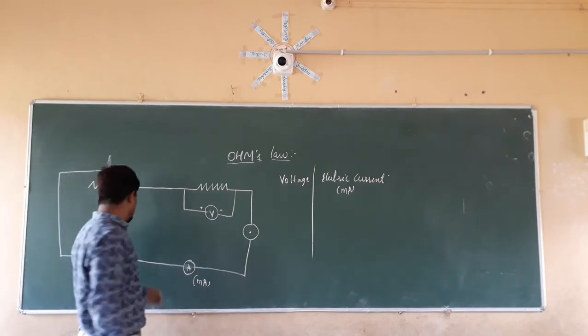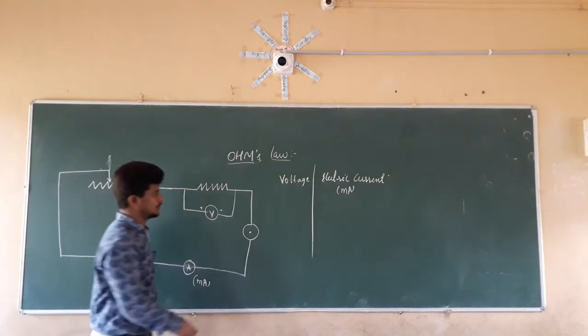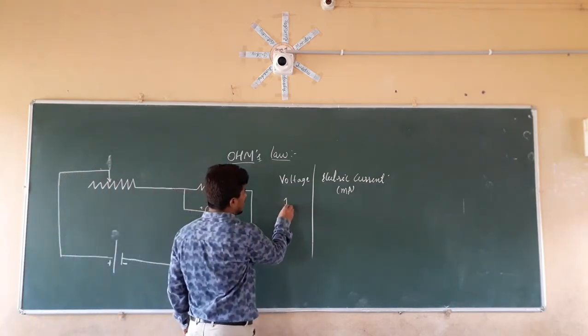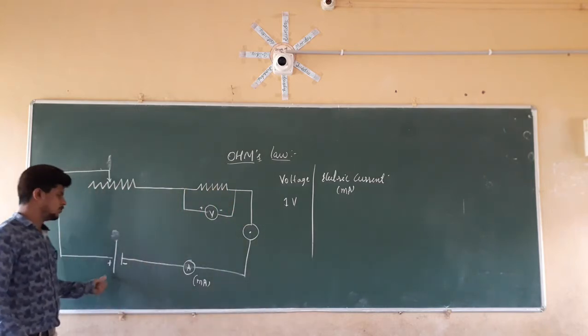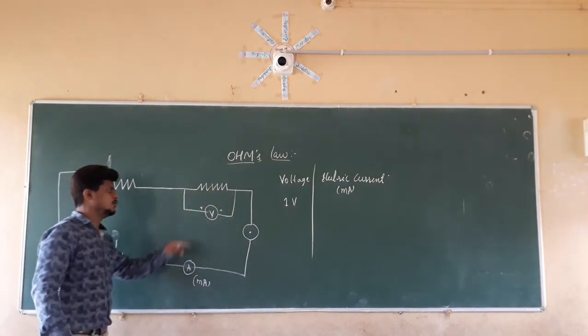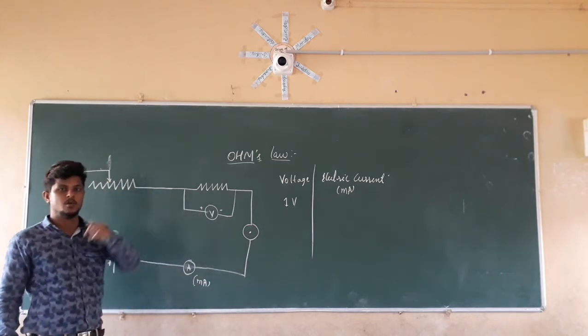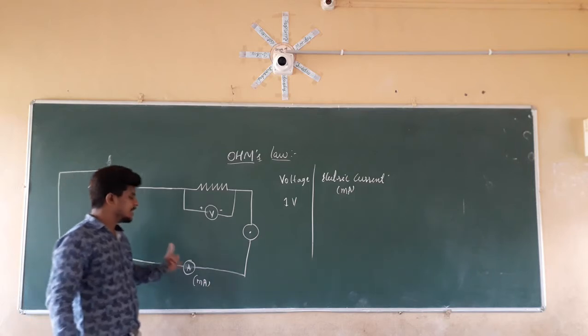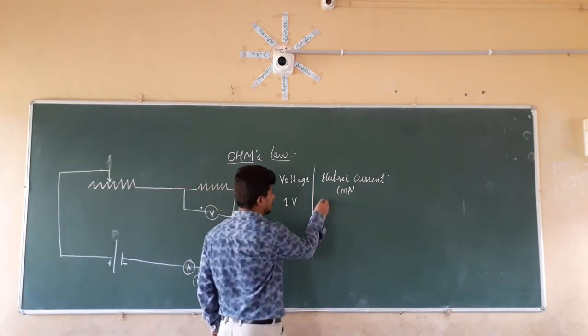So if you supply the voltage as 1 volt, and you check the reading in the voltmeter, the voltage will be equal to how much? It will be equal to 1 volt. In the same way, if you check the reading in the ammeter, it is going to show 100 milliamperes.